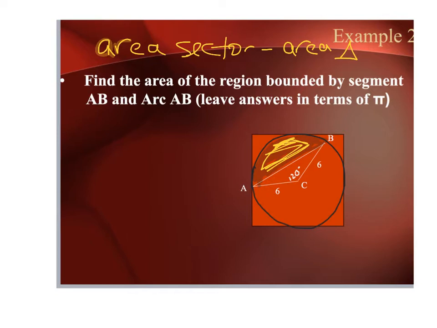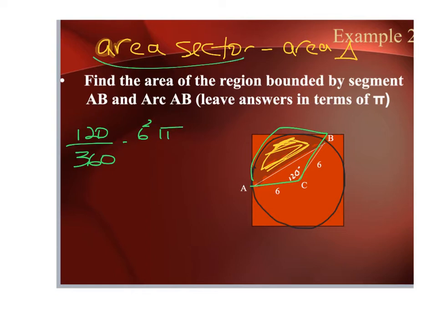So I'm going to find the area of the entire sector, like this whole piece of pizza, and then subtract out the triangle. So first let's find the area of the sector. We just did a bunch of those. So we're going to do the 120 over 360 times the radius squared times pi. That's going to give us this part of what we need.